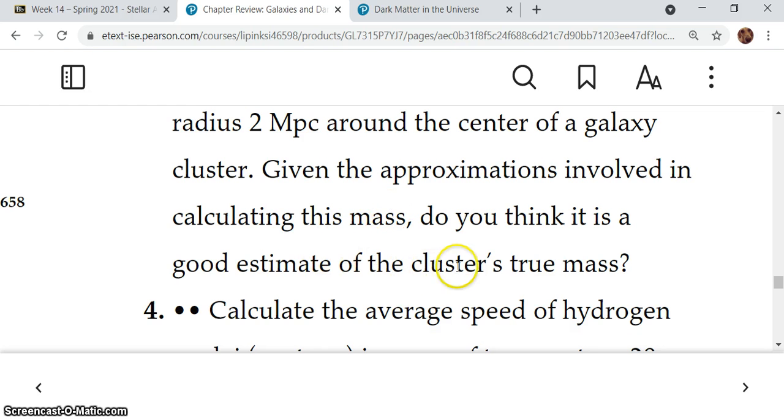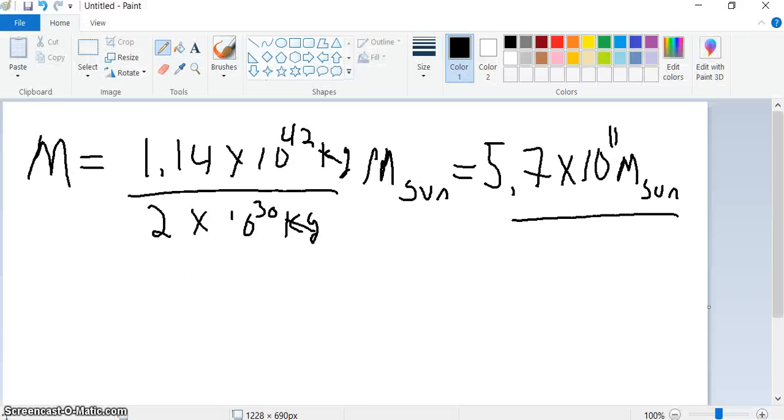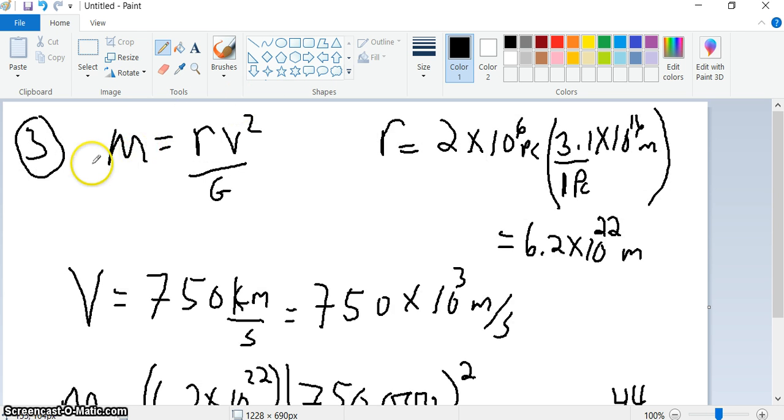Do you think this is a good estimate for the cluster's true mass? Okay, so anyhow, let's do this. It won't be the true mass of the cluster, because there's going to be a bunch of dark matter, as we've already talked about, in this cluster. All right, so here we go. Of course for number 3, we're just going to use the same formula that we just used.